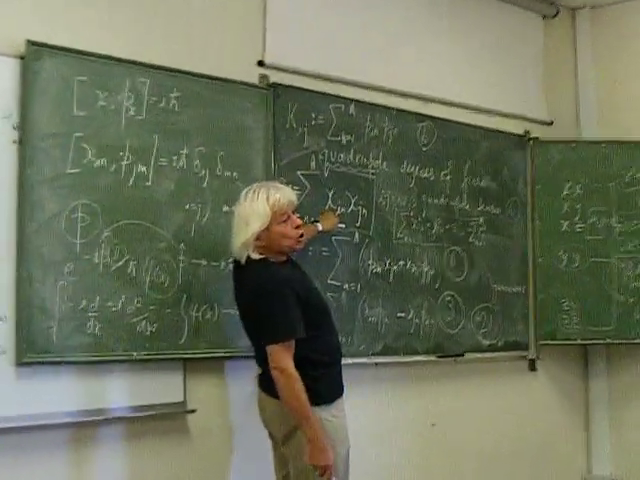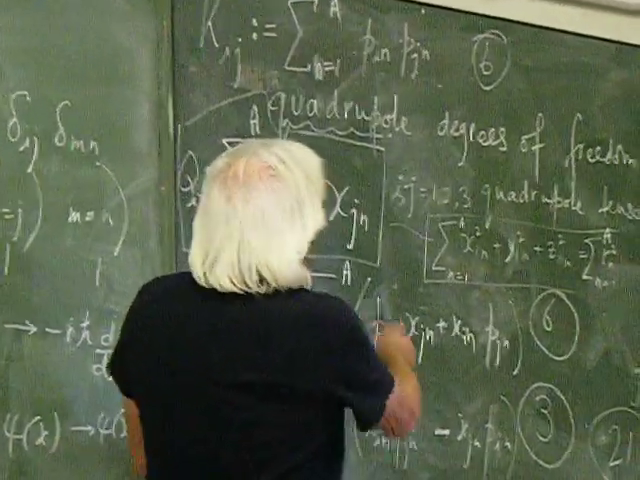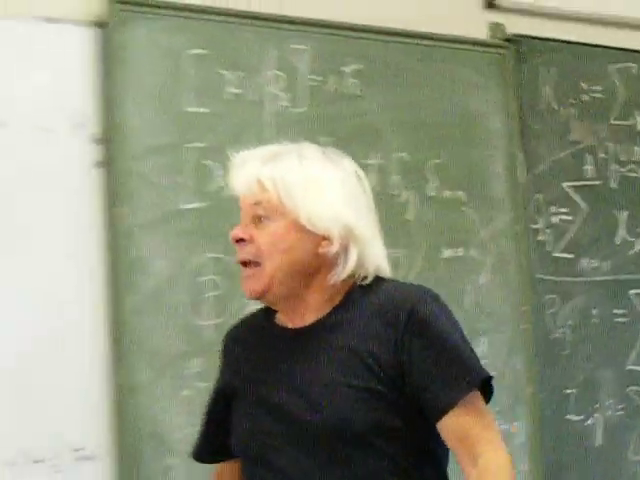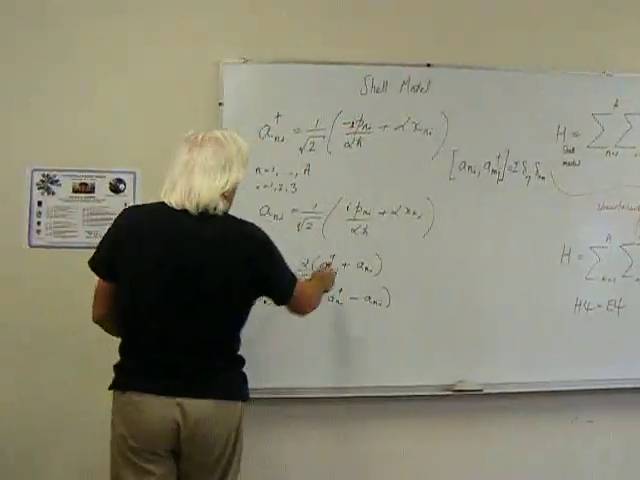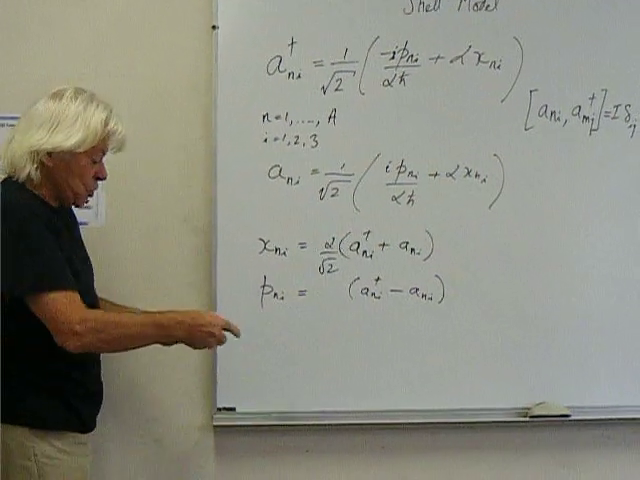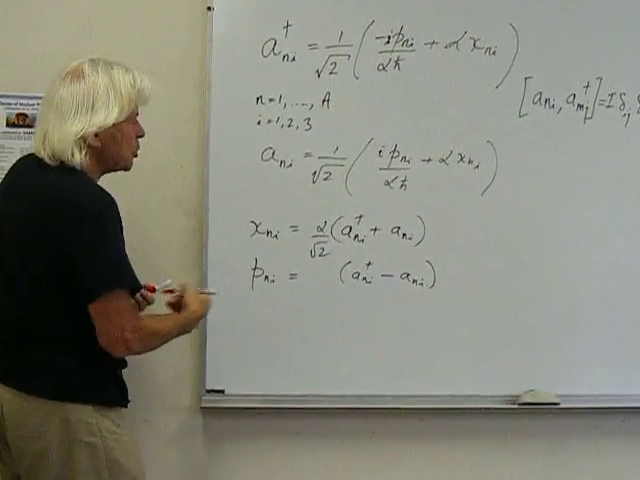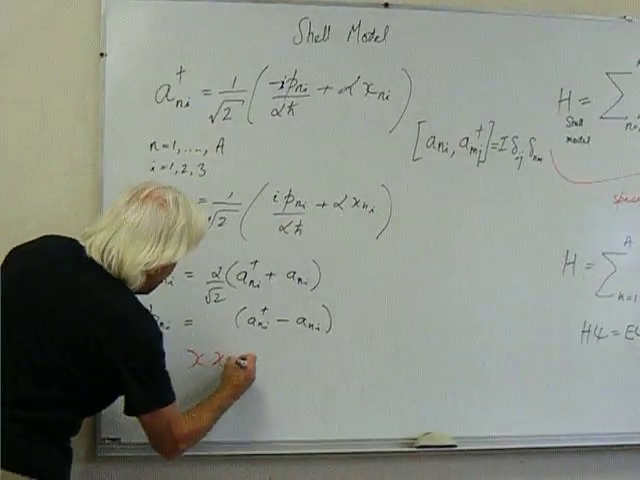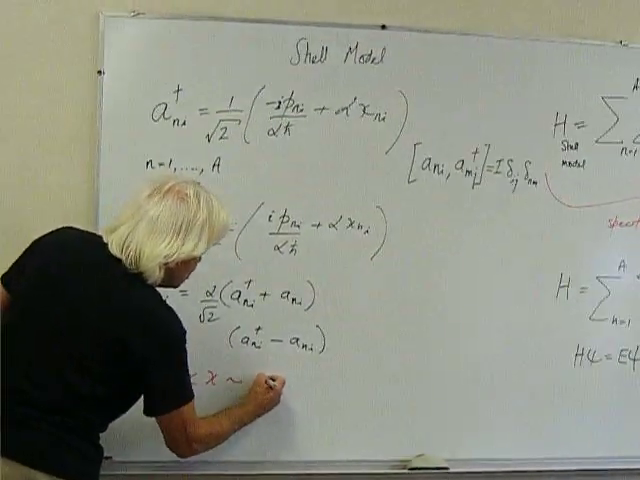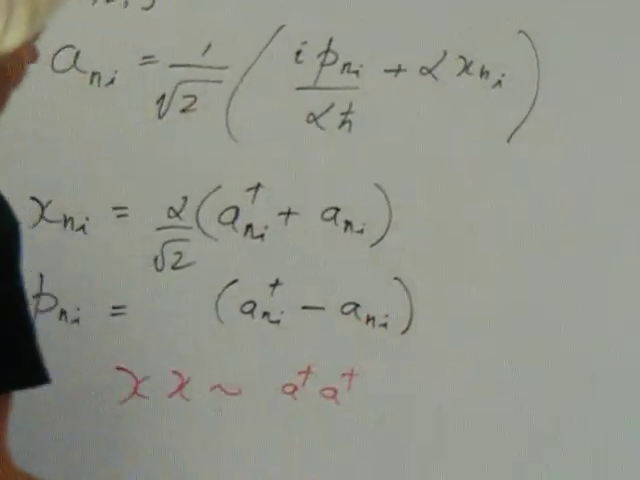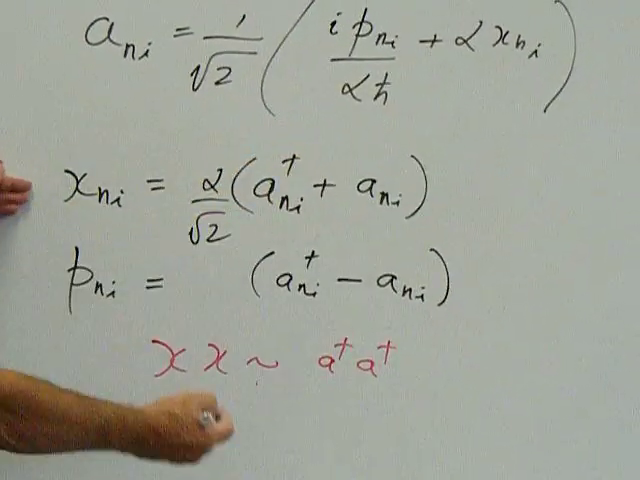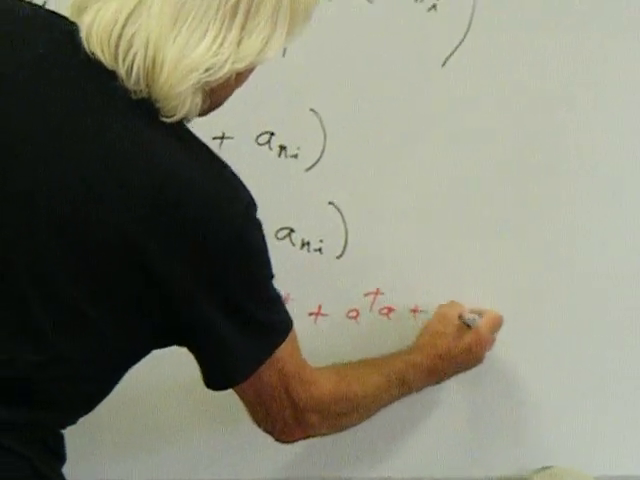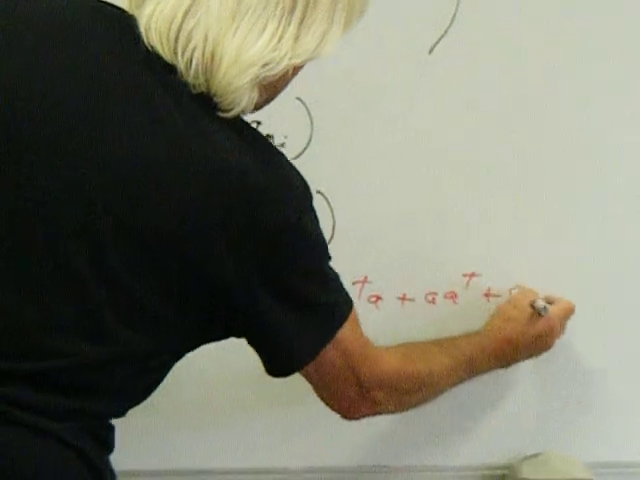If I take the components of Qij, I've got a product of an x with an x. And if I come over here, and I'm not going to write out all the indices here, I'm just going to do the product of an x with an x. I'm going to get something proportional to a dagger with a dagger. Just do the quadratic expansion. Something proportional to a dagger with a dagger, a dagger with a, and a with a.